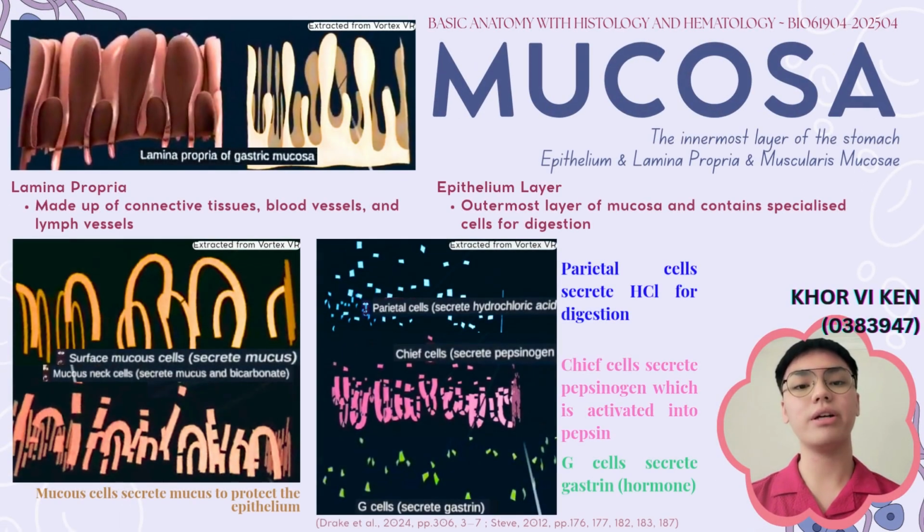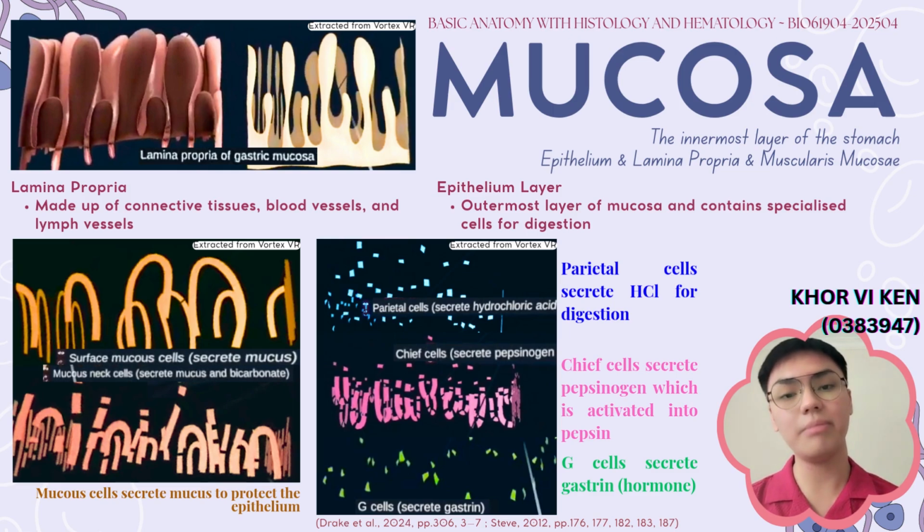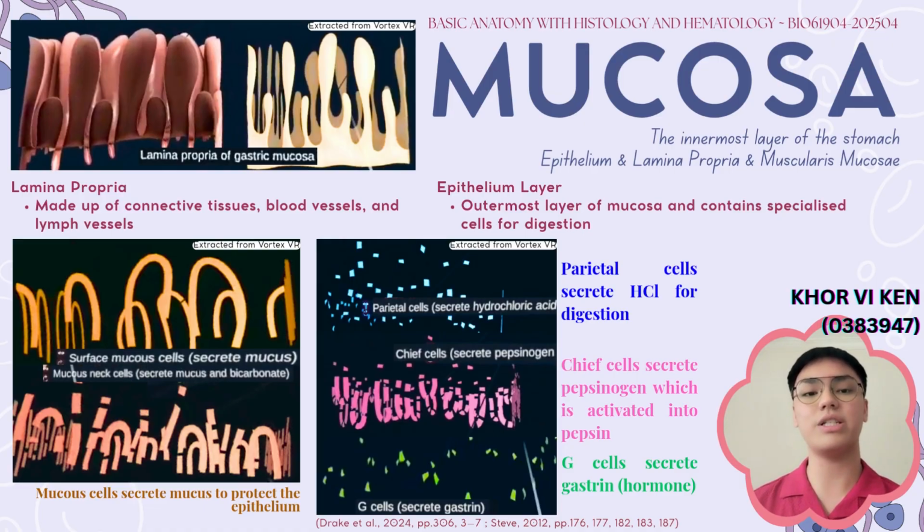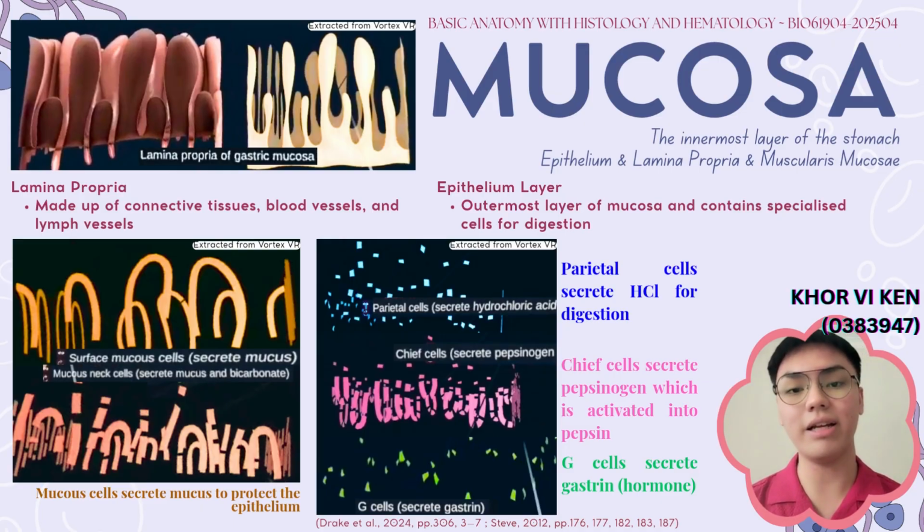So now I will be talking about the mucosa layer, which is the innermost layer of the stomach wall, and it is made up of the epithelium, lamina propria, and the muscularis mucosa. So let's take a look at lamina propria first. Lamina propria is made up of connective tissues, blood vessels, and lymph vessels, which is shown in the top left corner image. Next up will be the epithelium layer, which is the outermost layer of mucosa, and it contains multiple specialized cells that help in digestion.